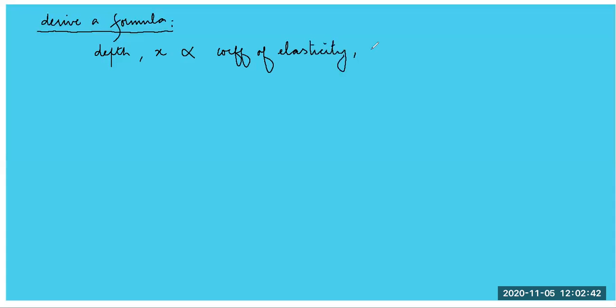Coefficient of elasticity we can represent by eta, and then the kinetic energy, obviously not of the body but of the bullet. Kinetic energy we can write of the bullet. So by the method of dimensions, we have been asked to derive a formula. The formula is already there, but we can still derive it also. So students, how to do it?